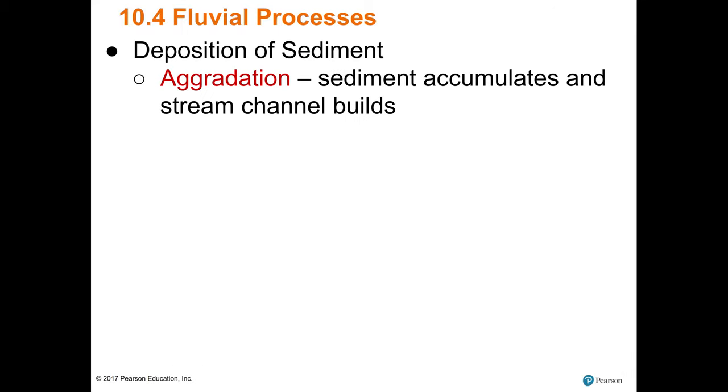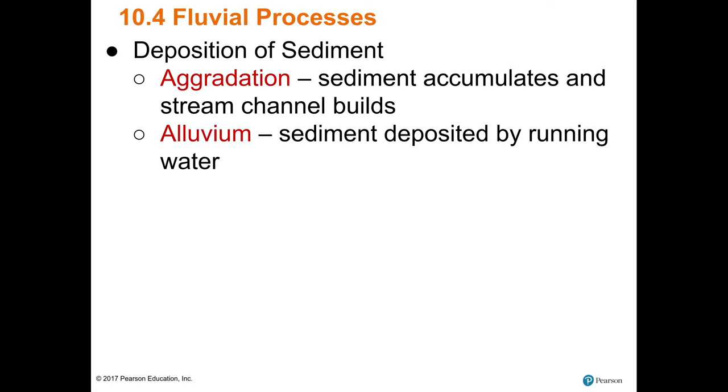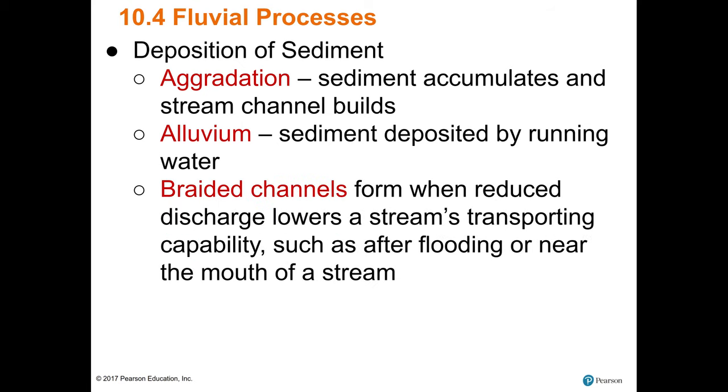Aggradation refers to sediment accumulating, being deposited, and building up the bed of a stream. Alluvium is the term for material transported and deposited by running water. If there is a high amount of alluvium, often a braided channel is the river form. The Sacramento and the American all have just the one main channel. But if the sediment load is too high for the competence and capacity of a stream, then what you end up with is a braided channel.